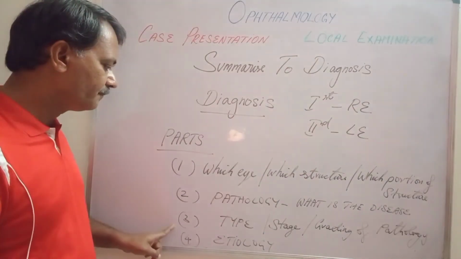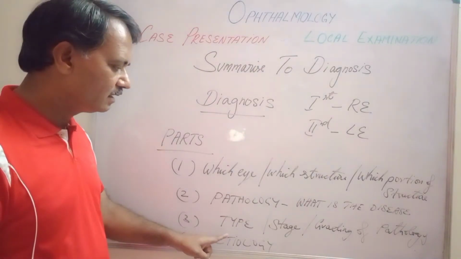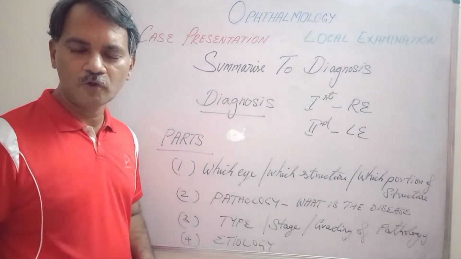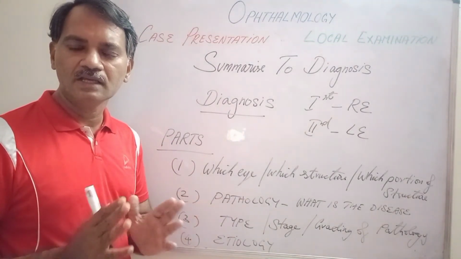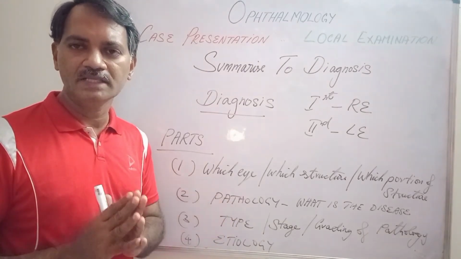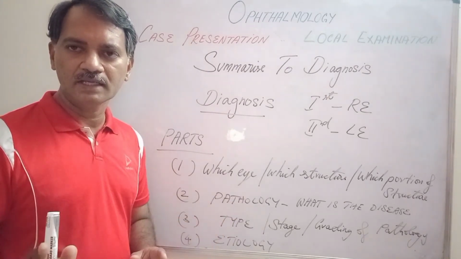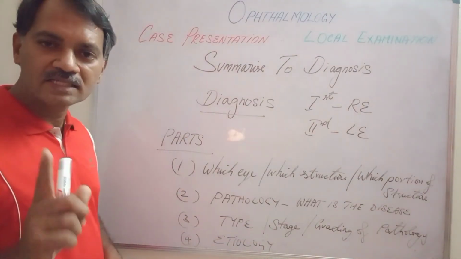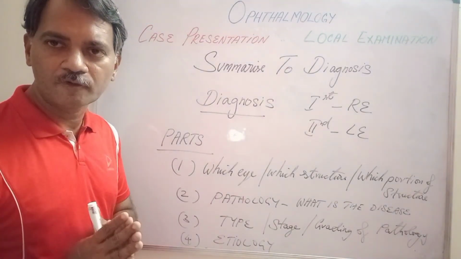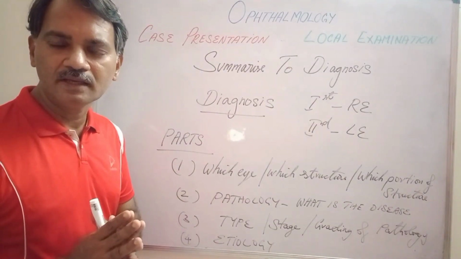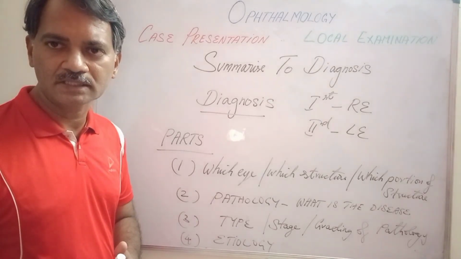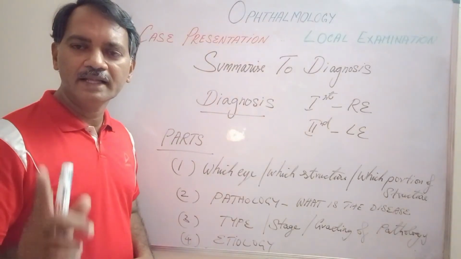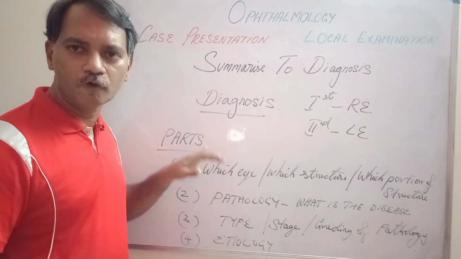The third part is what type of pathology it is, what stage of pathology it is, what is the grading of the pathology. Some diseases may have types, some diseases may have grading, some diseases may have staging. So whatever it is, we have to tell it in the diagnosis. And last but not the least, the cause for the pathology, that is the etiology that has caused this disease in the patient, has to be told. So the diagnosis is complete only when you tell it according to the protocol with all the 4 parts.